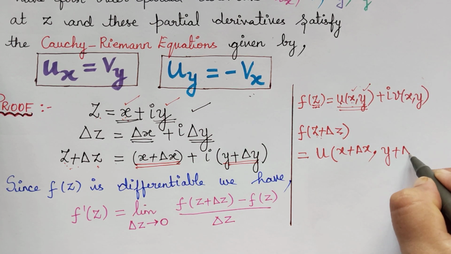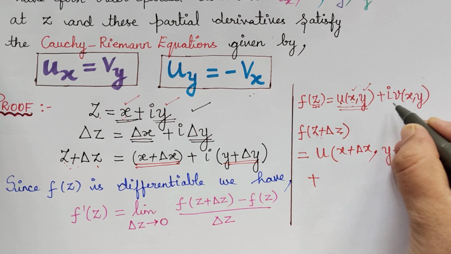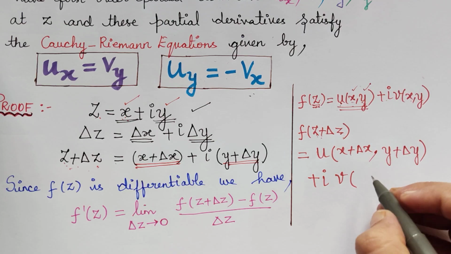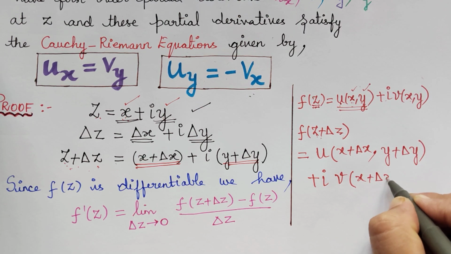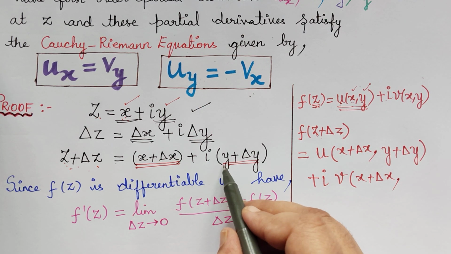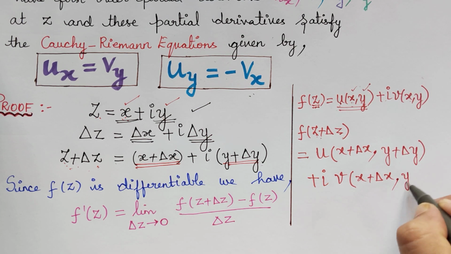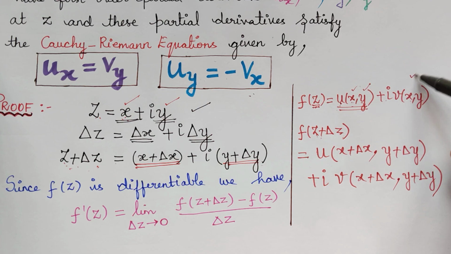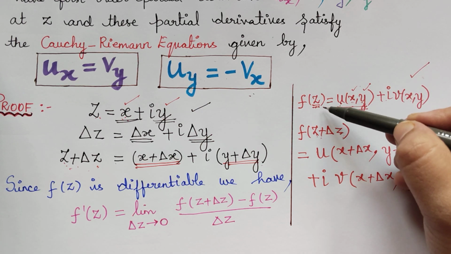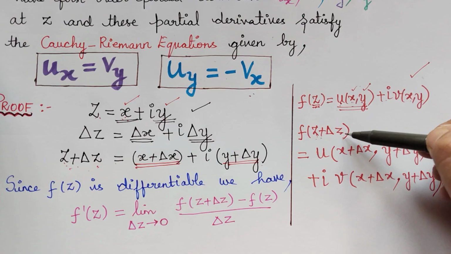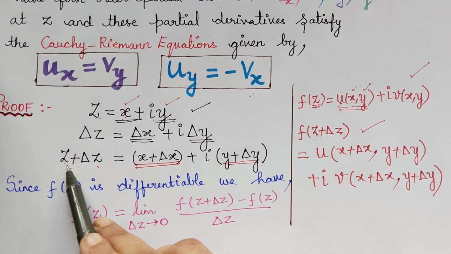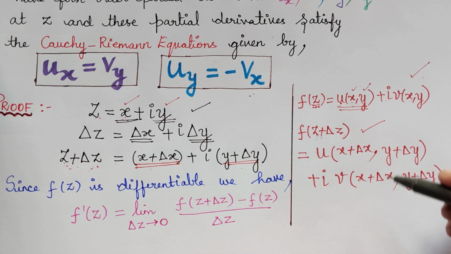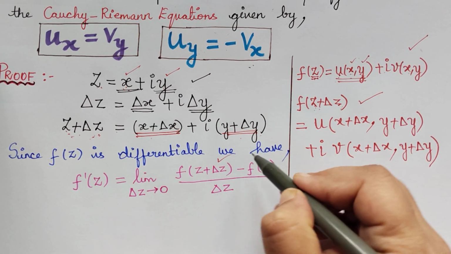So y plus delta y, plus i, and v of again the same real part of z plus delta z, which is x plus delta x, comma, imaginary part of z plus delta z is y plus delta y. So we have written f of z from the given statement, and using that similarly we have written f of z plus delta z. That is the reason why we found this z plus delta z over here. Now having these functions, let us substitute each of the functions over here.